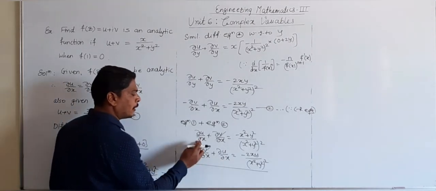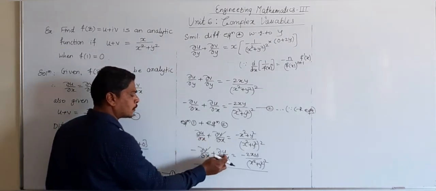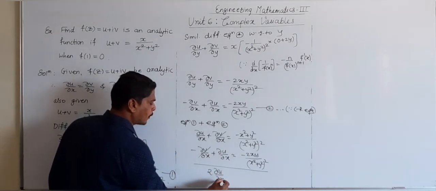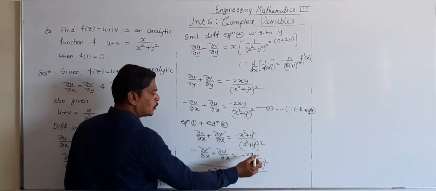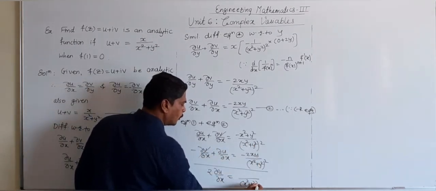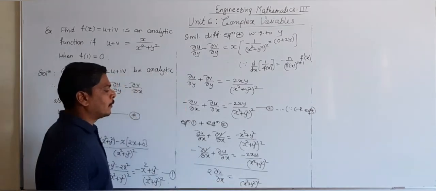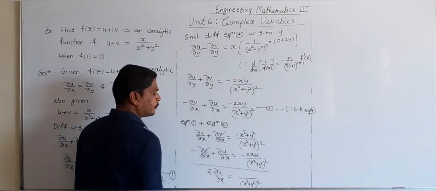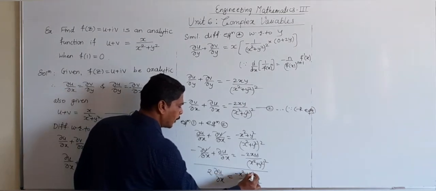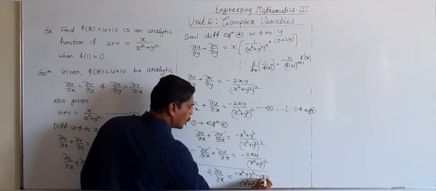Now what is remaining on the left hand side? ∂u/∂x + ∂u/∂x. So we get 2 times ∂u/∂x. And in the RHS, both terms have the same denominator, which is (x² + y²)². So keep it once and then take the addition of the numerator terms. So the numerator becomes −(x² − y²) − 2xy.